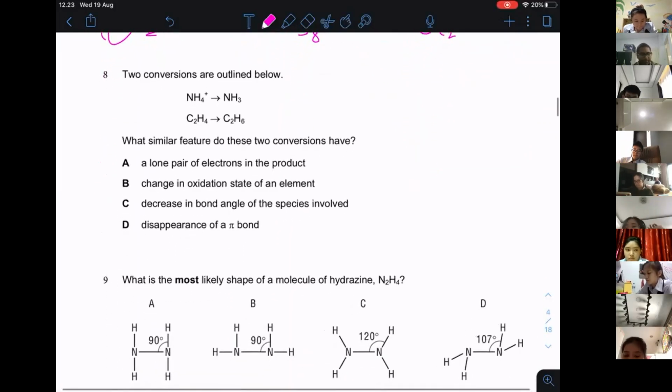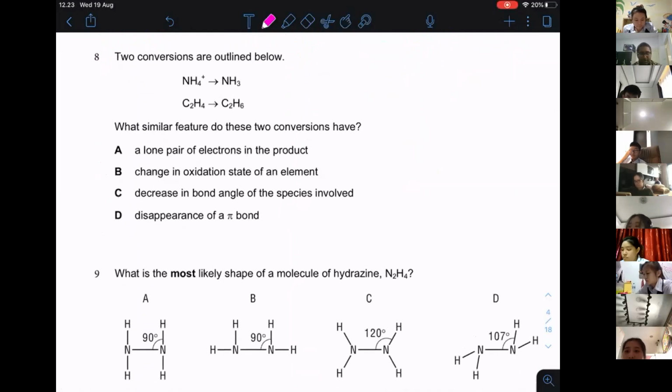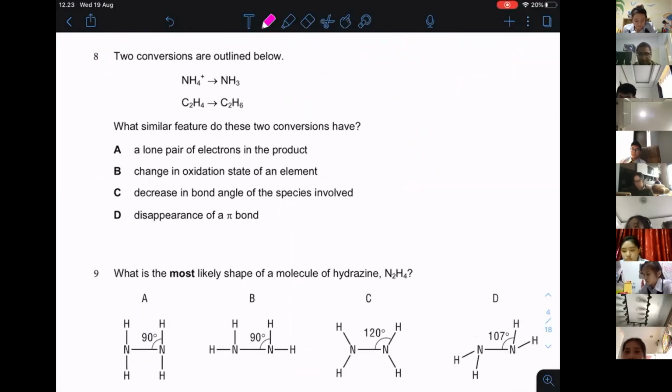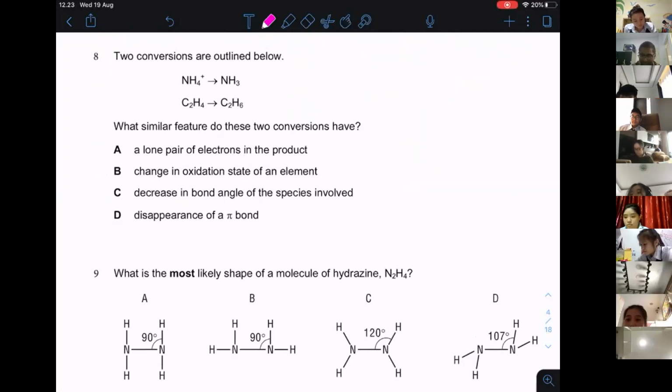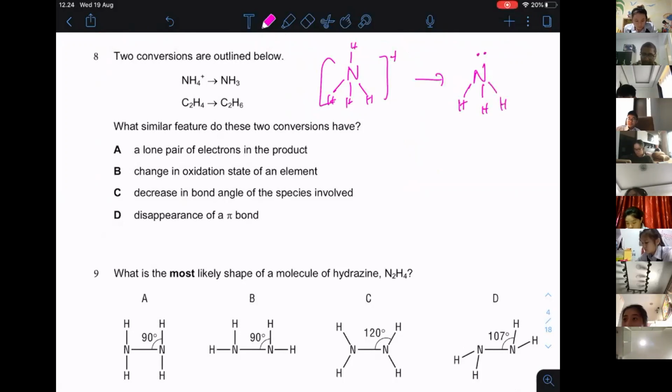Next question. Two conversions are outlined below. So NH4 to become NH3, C2H4 becomes C2H6. Maybe I'll just draw here, NH4. So you have something like this, NH4 to become NH3, C2H4. So you have double bond, and then to become C2H6 don't have double bond.